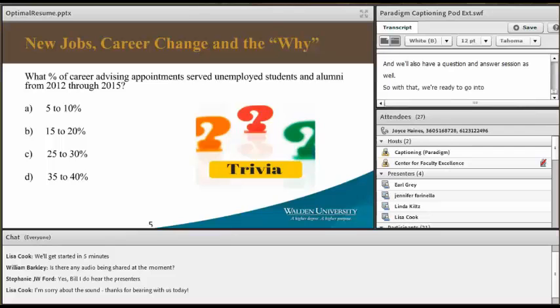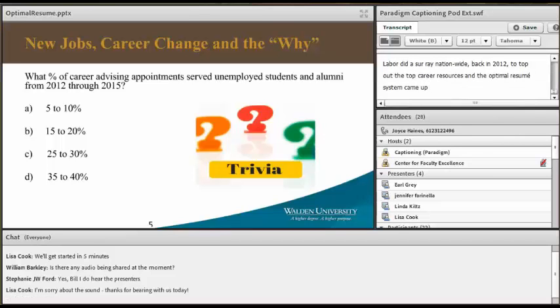Just to give you some background on OptimalResume, we launched it in 2012, and we now have 10,700 users on the system. It's both students and alumni, because alumni keep their accounts when they graduate. We've just had tremendous success with this system, and the reason that we implemented it is because the Department of Labor did a survey nationwide back in 2012 to find out the top career resources, and the OptimalResume system came up as one of those top resources on that survey.